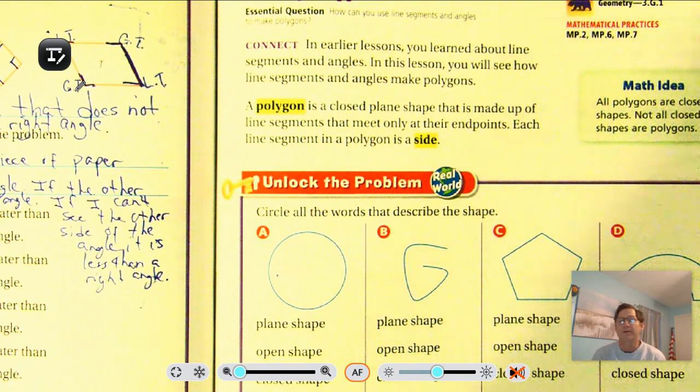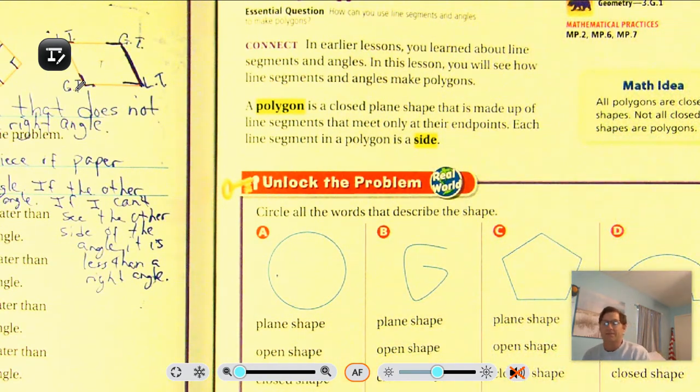So remember, in earlier lessons, you learned about line segments and angles. In this lesson, we'll see how line segments and angles make polygons. Okay, a polygon. So remember, we're keeping track of the vocabulary words in this chapter. So I would add polygon to my index cards or to my math dictionary. Okay, a polygon is a closed plane shape that is made up of line segments that meet only at their endpoints. Each line segment in a polygon is a side.